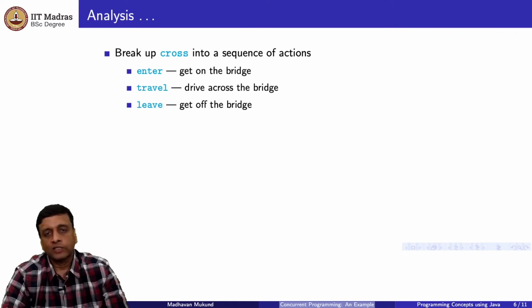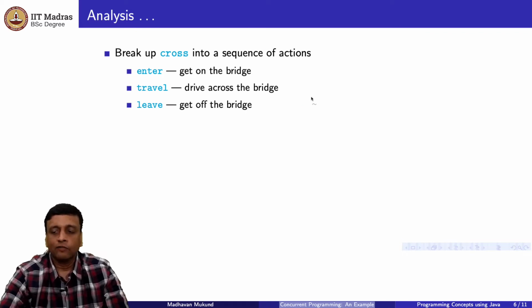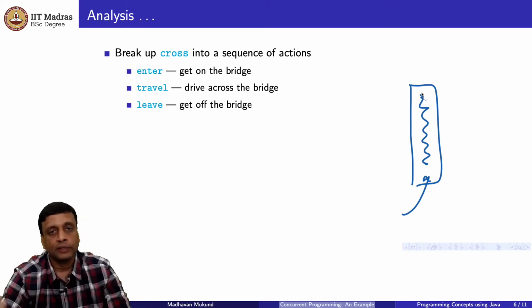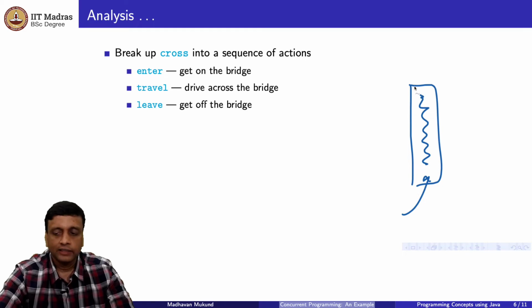So to understand what is happening, we can think of cross as a 3-step thing, right. So I enter the bridge, then I spend some amount of time going there, which I tell it because I know how much time. Part of the cross thing is to say this is my ID, this is the direction I want to go, and this is how many milliseconds I am going to take to cross the bridge, and then finally I leave it.